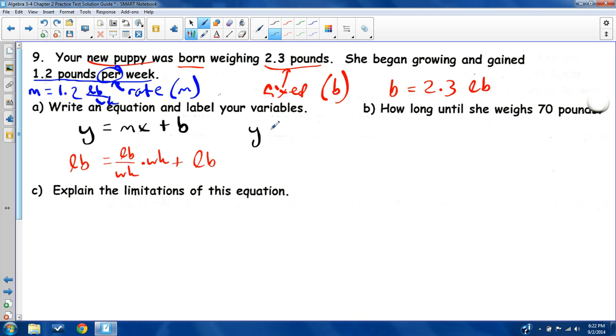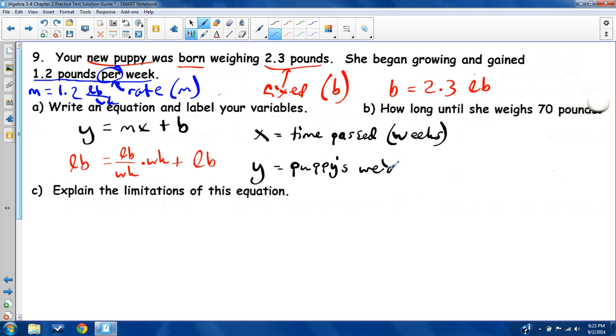So Y represents, here, let me do X first, actually. So X represents time passed. This will be in weeks. Y represents the weight, total weight, puppy's weight. The unit used is pounds.